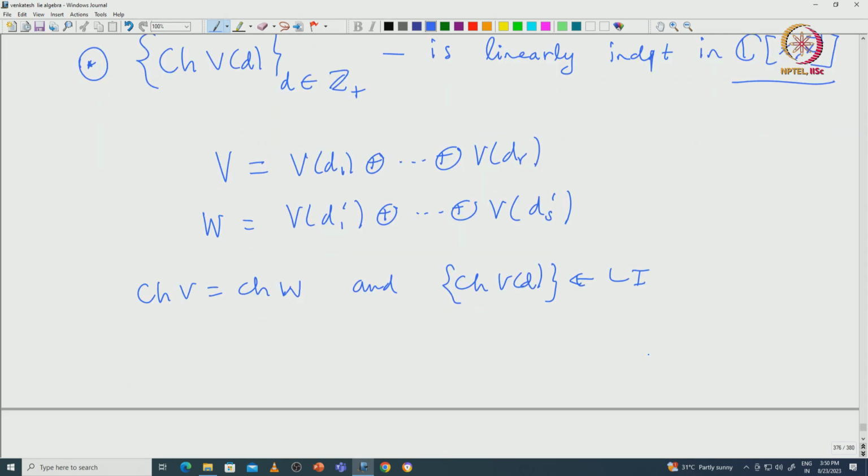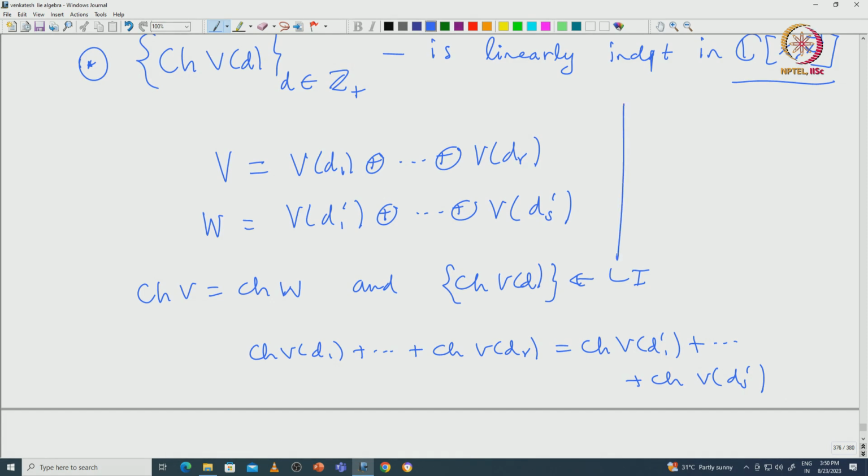We get exactly that the character of V_{d1} plus etc. plus the character of V_{dr} equals the character of V_{d1'} plus etc. plus the character of V_{ds'}. So, this is a simple fact: if you take a direct sum of two representations, then the characters get added. I will leave this as an exercise.